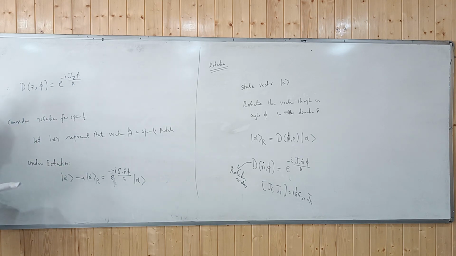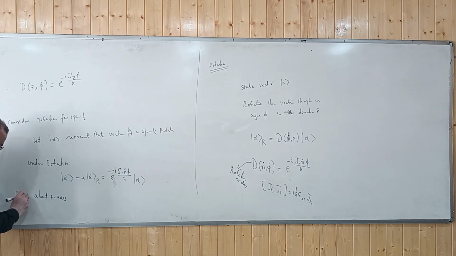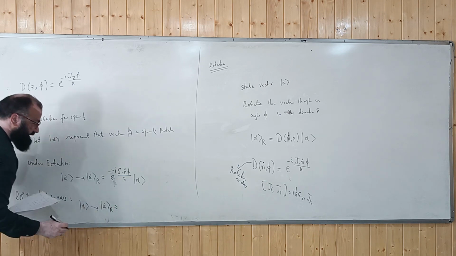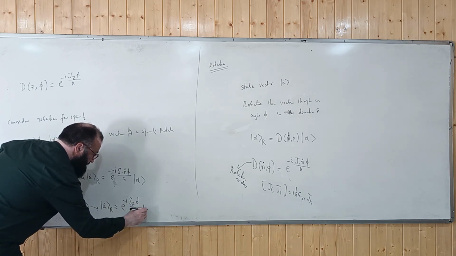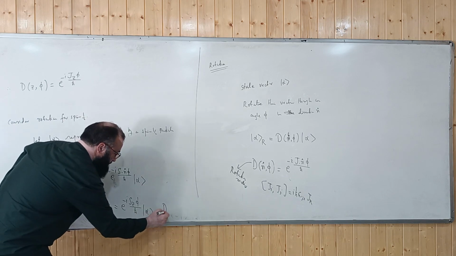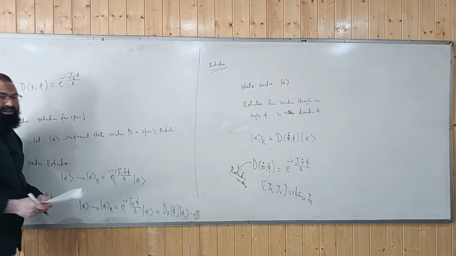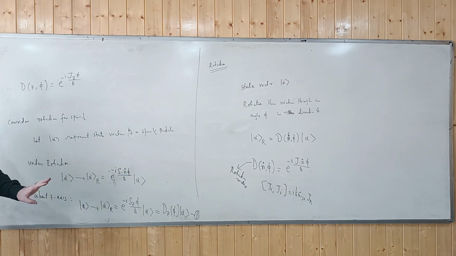Now let's consider the rotation about the z-axis. So this alpha will go to alpha rotated. I'll put it simply as e raised to the power minus i Sz phi by ħ acting on alpha. Let's write that as Dz(phi) acting on alpha. So Dz of phi is this object. Clear? Everybody? Yes.